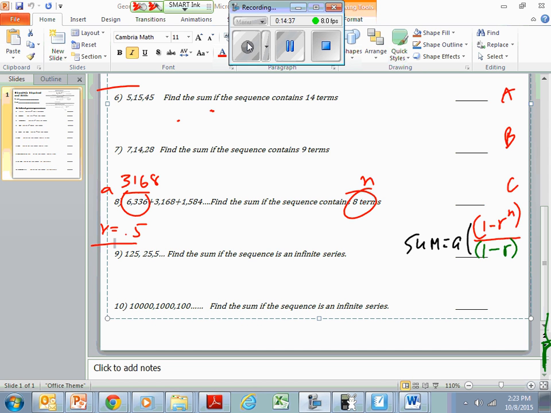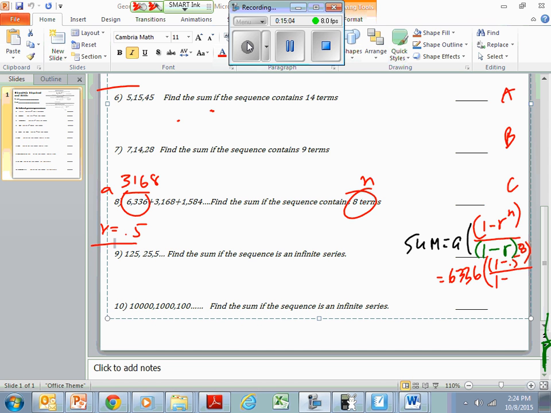Here we go. A was what? The long number, 336. I don't have enough space. Come on now. The top is going to be 1 minus R, which is 0.5, raised to the something power, to the 8th power. Can't you grab it and move it? I think I could, but I'm stuck now.